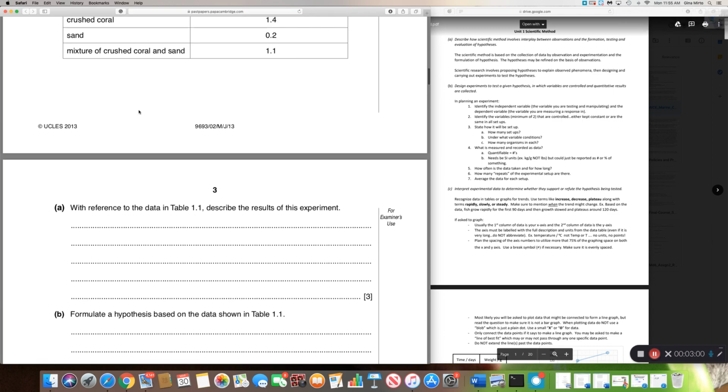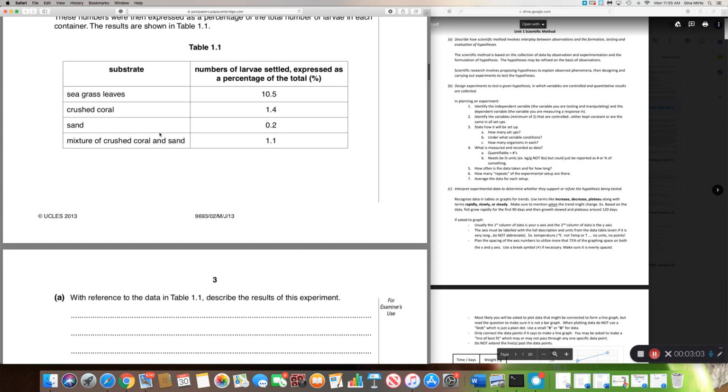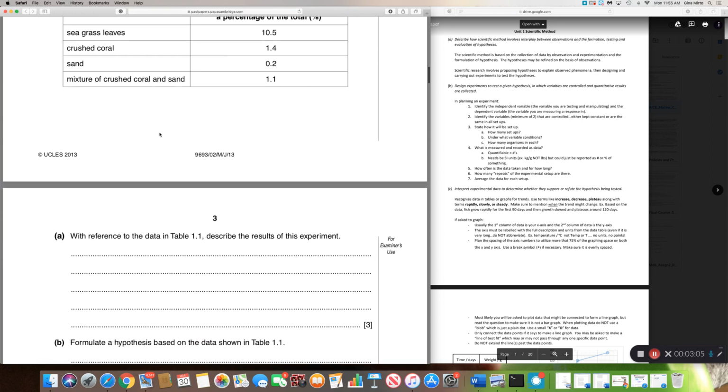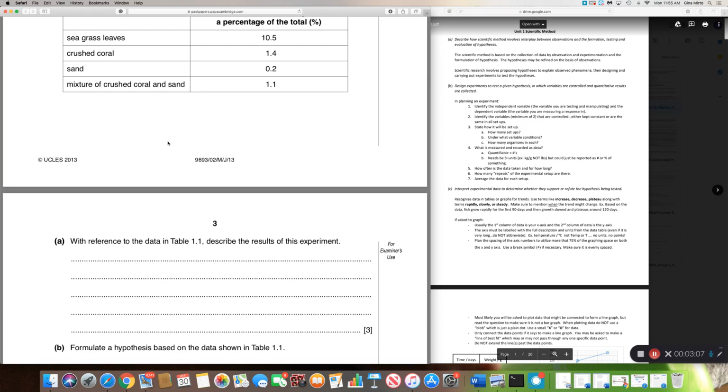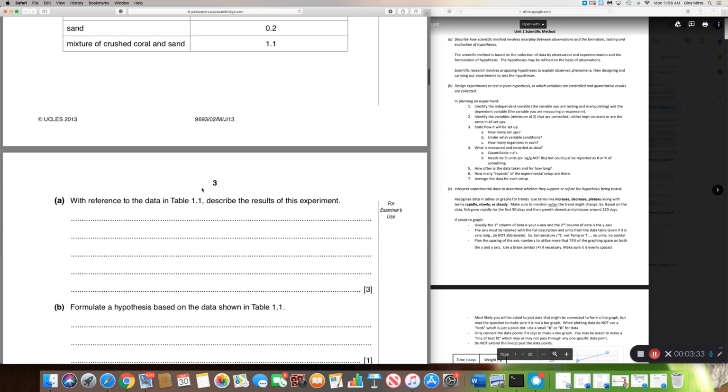And then they ask you to interpret the results. So with reference to the data table right here, describe the results of this experiment. So you describe exactly what you see. Between the substrates, seagrass had the highest total percentage of settlement at 10.5%. Crushed coral and the mixture of crushed coral and sand were the second highest, and then your sand was the lowest or least preferred substrate to settle on at 0.2%. Okay, so you have to describe exactly what you see.